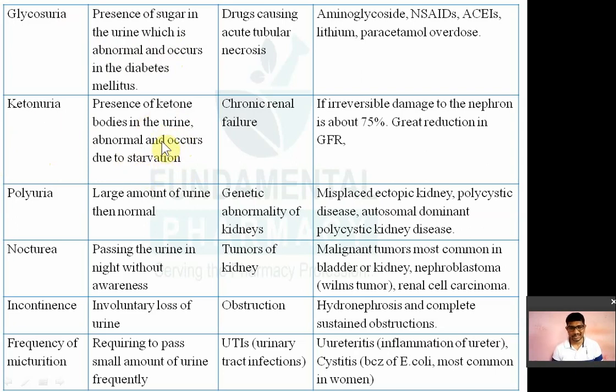That will be excreted in the urine. So ketonuria means presence of ketone bodies in the urine. Polyuria means large amount of urine formation. Then nocturia means passing urine at night.